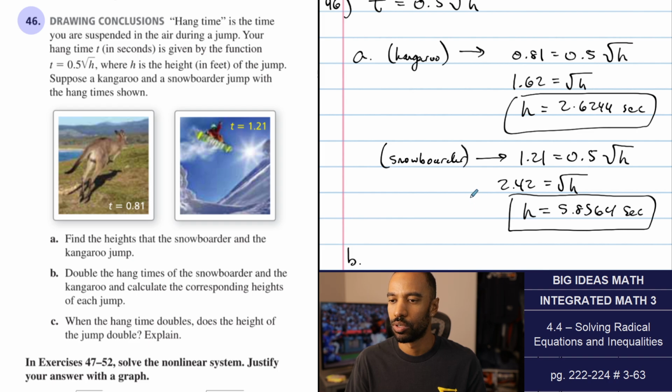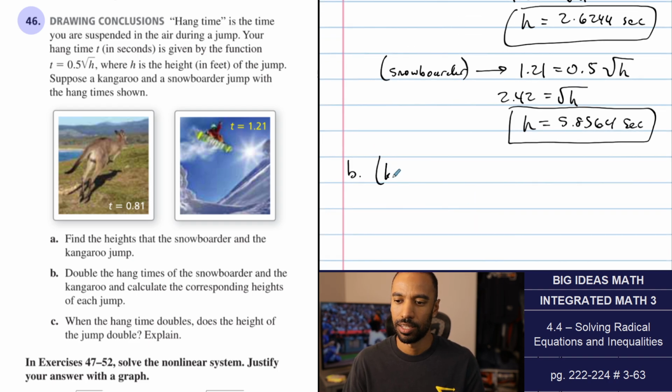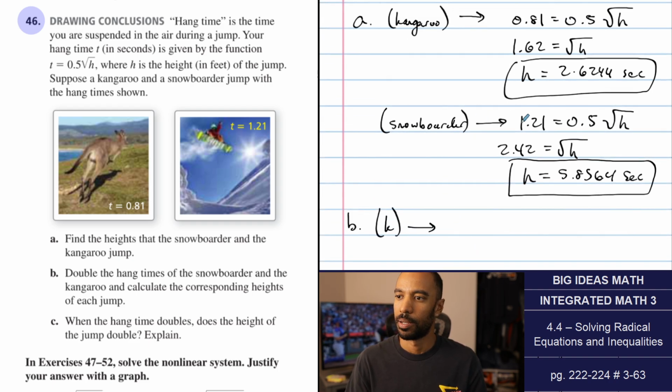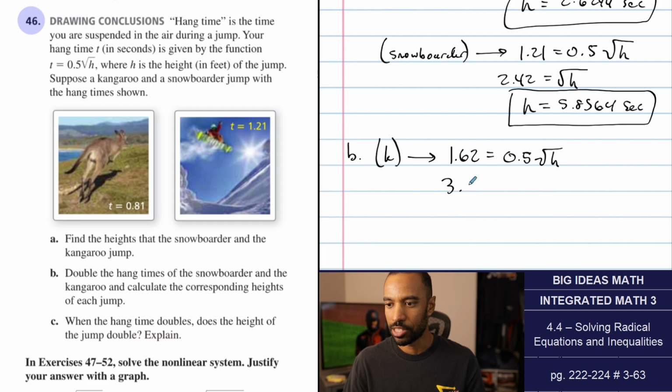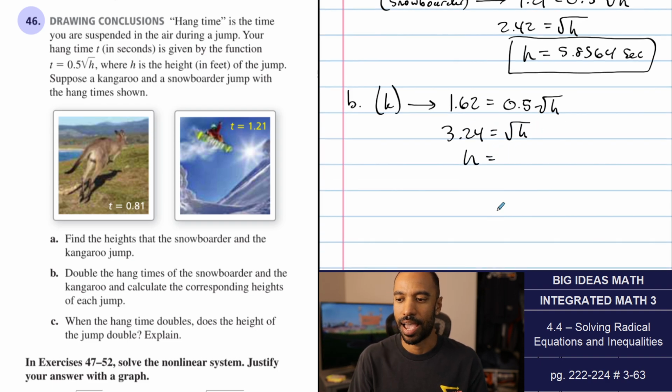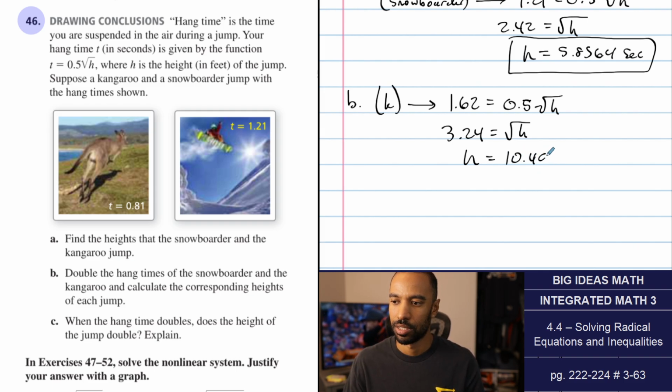So let's do the kangaroo. This hang time is now going to be 1.62, right? Doubled. We already saw that. But now we've got to double said doubled value. That's 3.24. And the height in this case, 3.24 squared, is probably around 10. It's 10.4976.